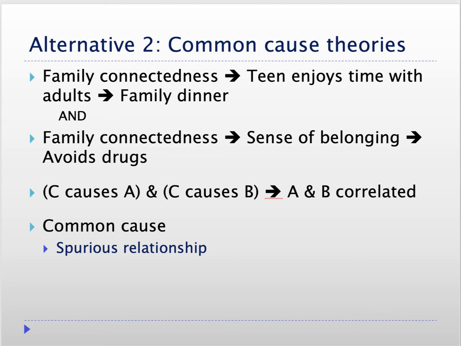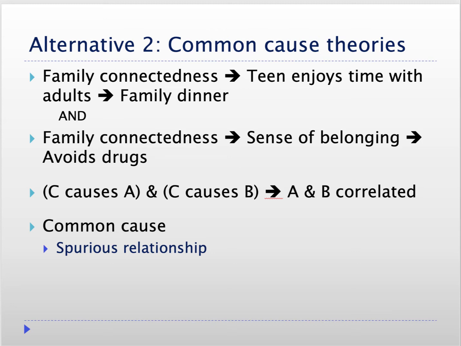So a second alternative theory that could explain the correlation between the frequency of family dinners and teen substance abuse is a common cause theory. So the idea is something like family connectedness, which psychologists have studied and found to be an important aspect of family dynamics. If the family is very connected, then teens will enjoy time with adults, and they'll be more likely to want to have family dinners together, and they will be more likely to succeed. Same can also be true for adults.